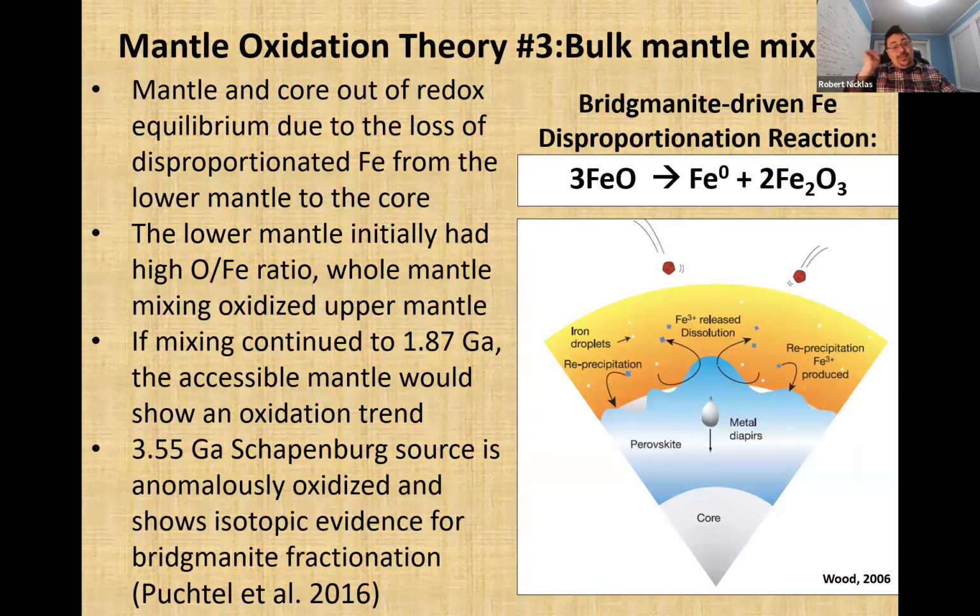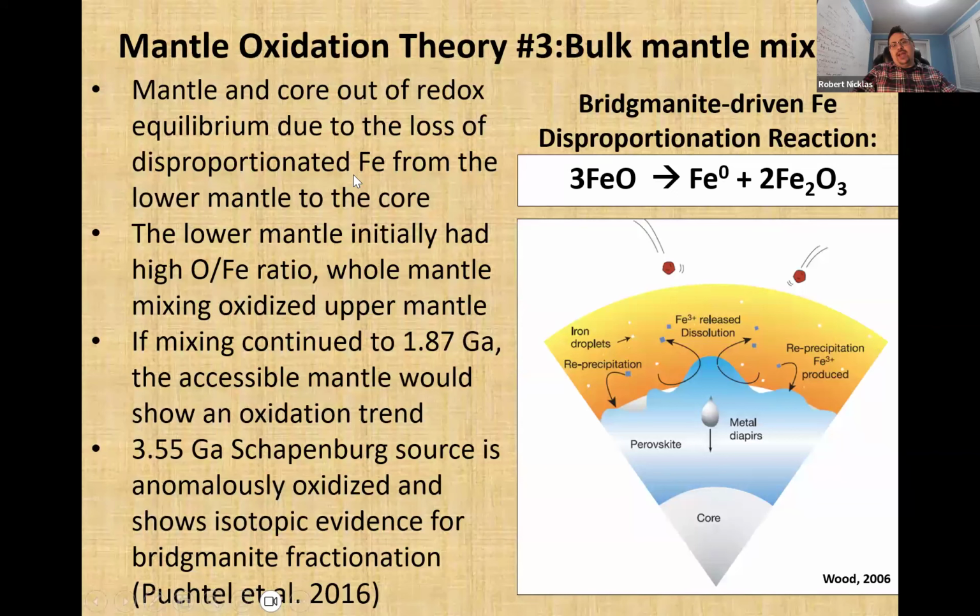Our third theory, and the one that I've mostly settled on, concerns bulk mantle mixing and heterogeneities left over from core formation. So this requires a little bit of explanation. Similar to how the mantle and the surface are out of redox equilibrium, the mantle and the core, we know, are out of redox equilibrium with one another, because the upper mantle is not in equilibrium with metal. However, we know it was in equilibrium with metal at some point because we have a core and we must have formed a core at some point.